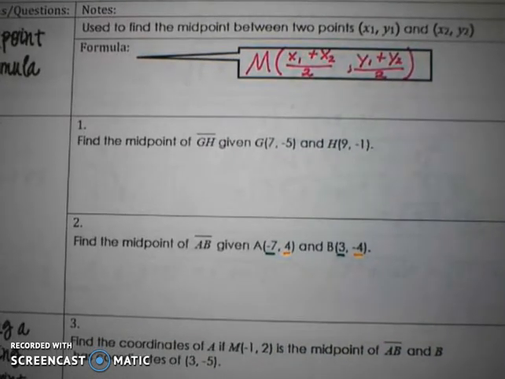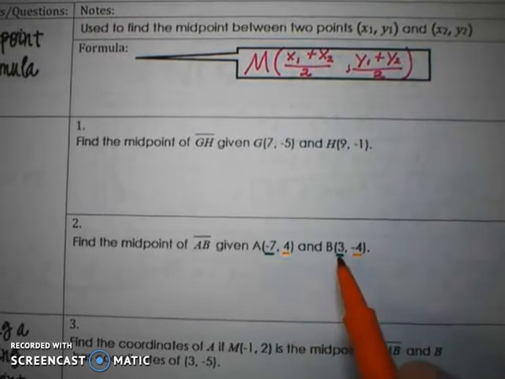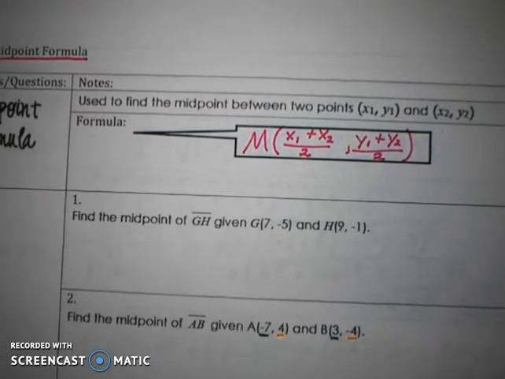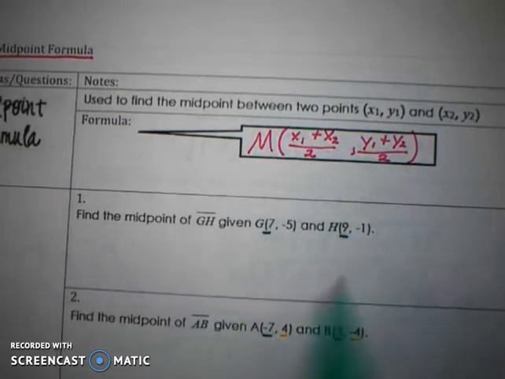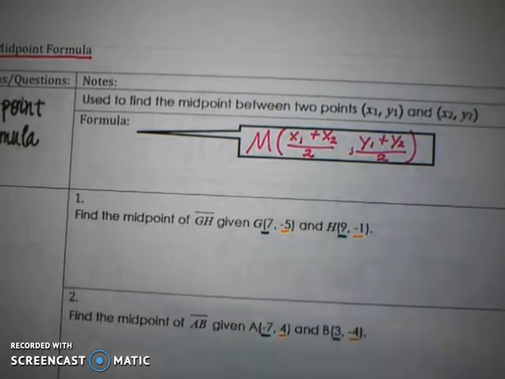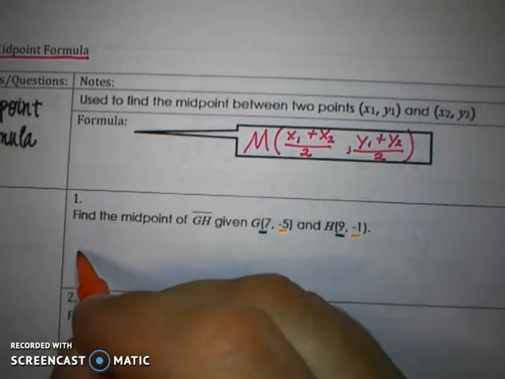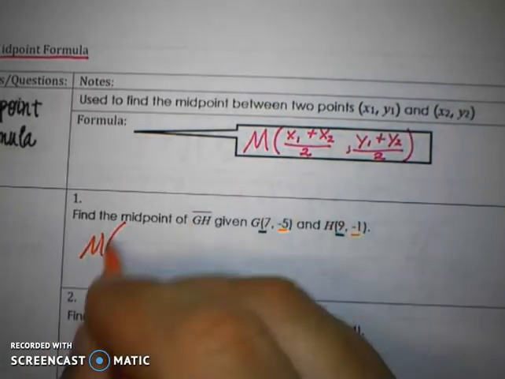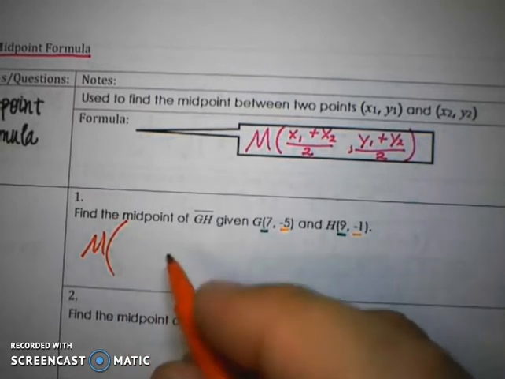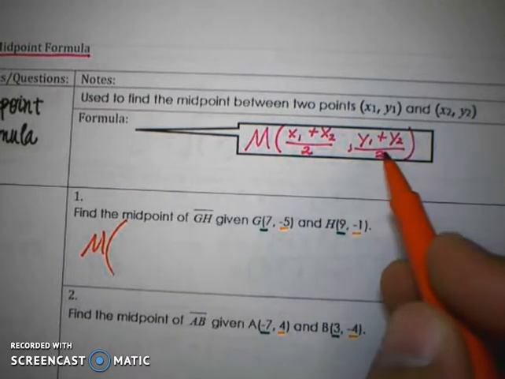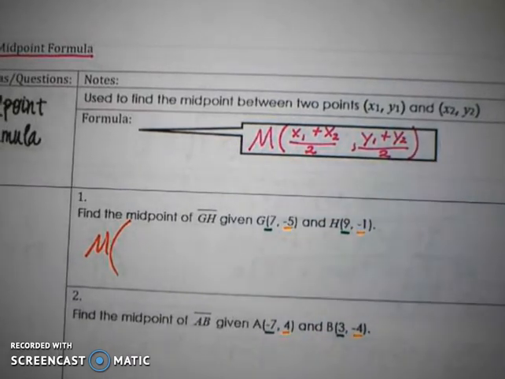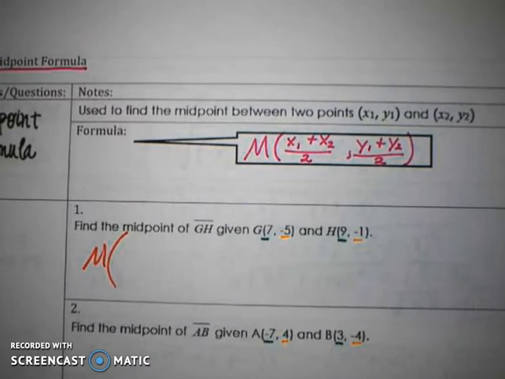I'm sorry, I underlined the wrong ones, wrong example. Let me slide back up here. Same idea though. 7 and 9 are the x-coordinates, and -5 and -1 are the y-coordinates. Sorry about that. Our midpoint is going to be found by using this formula. We're just going to get a new set of coordinates by doing x1 plus x2 all over 2, and y1 plus y2 all over 2.